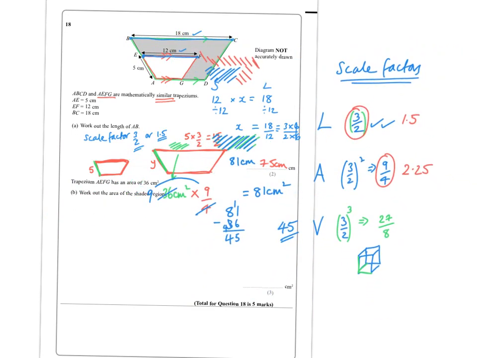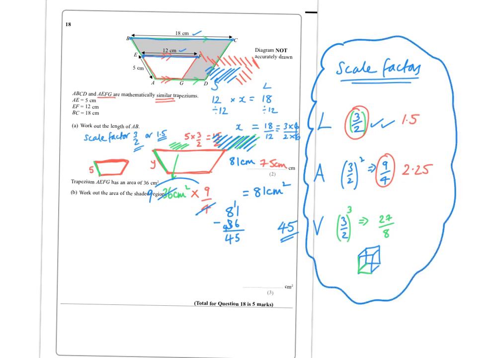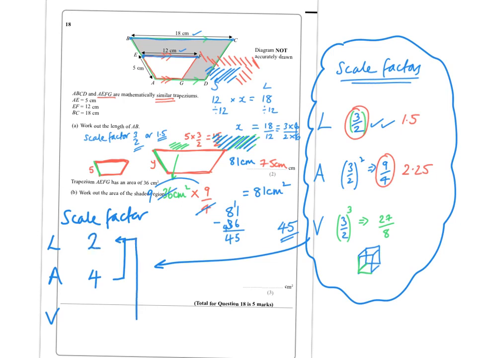If we look at what I've written here, another little mini lesson: if you had a scale factor and you were given, say, the area scale factor of 4, how would you work out the length and the volume? Well, my advice is always go back to the length. So to get back to the length, you'd have to square root 4, which would be a scale factor of 2, and then go to the volume, which is 2 cubed, which is 8.